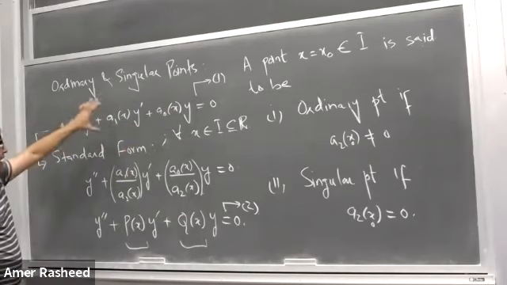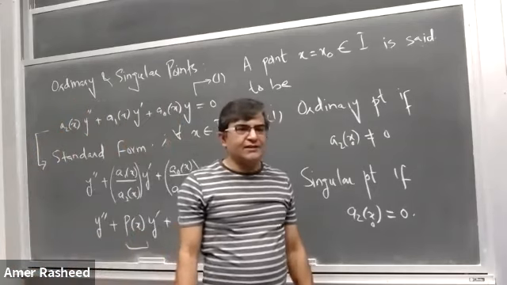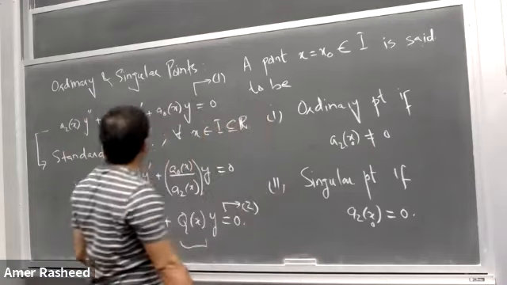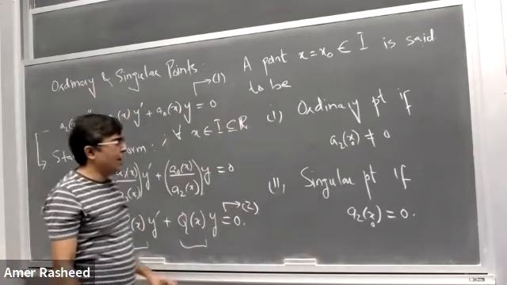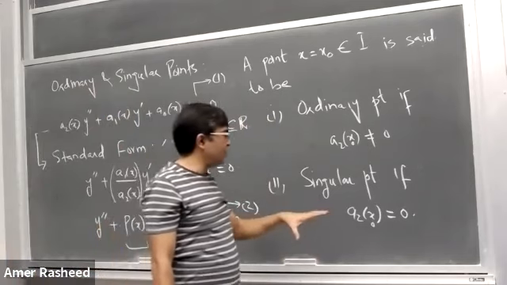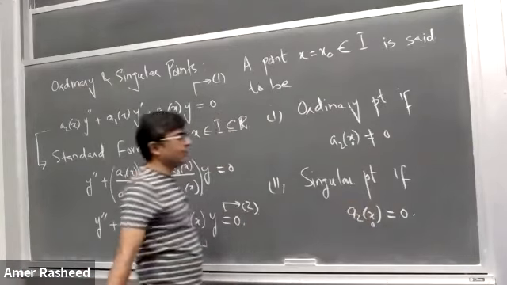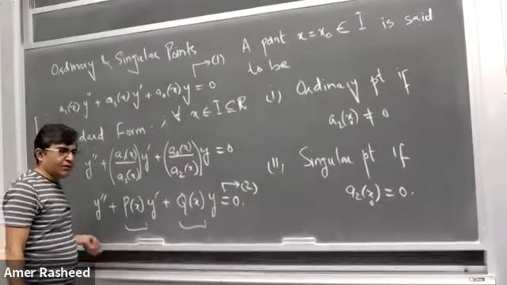In that case, we use the Frobenius series method, which basically is an improved version of the power series method, in order to solve the given differential equation around these singular points. I hope you get it. If you have any question, you can ask me.